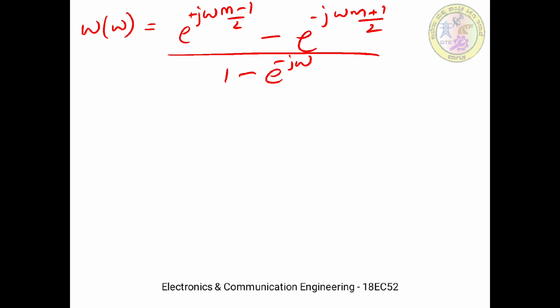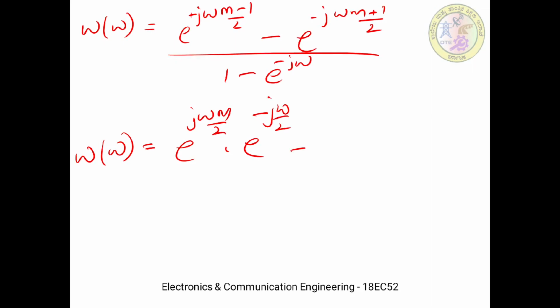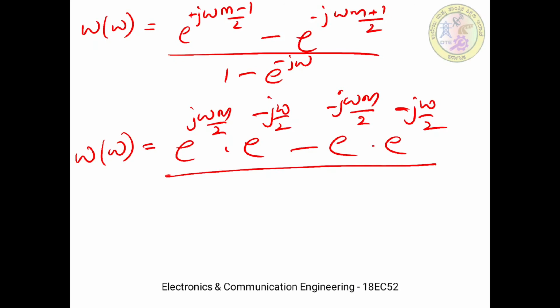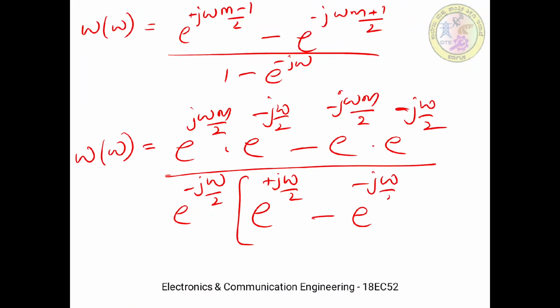So further simplification can be done, that is, the window function in the frequency domain is e power j omega m by 2 into e power minus j omega by 2 minus e power minus j omega m by 2 into e power minus j omega by 2, divided by, now in the denominator some rearrangement of the terms is done, so e to the power of minus j omega by 2 multiplied by e power plus j omega by 2 minus e power minus j omega by 2, so that it is possible to further simplify this.